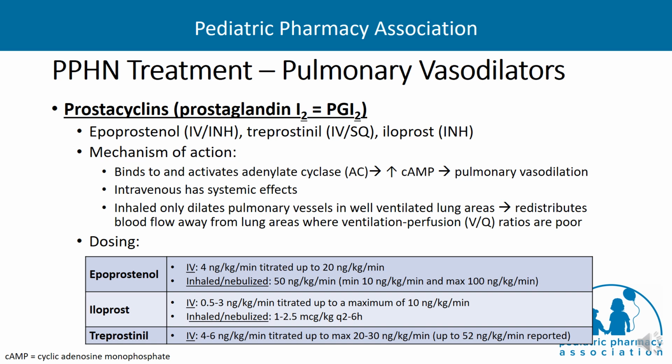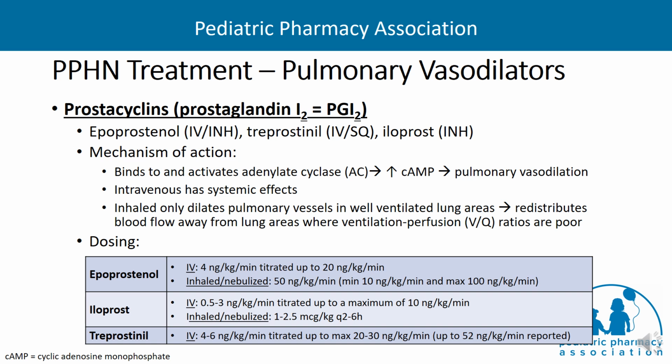Nebulized epoprostenol dosing typically ranges anywhere from 10 to 100 nanograms per kilo per minute as a continuous nebulization. The initial dose has varied, but I would say it's most commonly initiated at 50 nanograms per kilo per minute, although there is a study that initiated as low as 10. The largest evaluation to date included 43 newborns, and this demonstrated a significant improvement in OI after just 12 hours of treatment with nebulized epoprostenol.